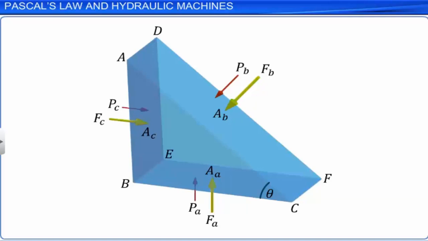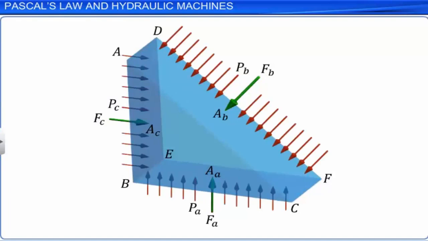This is what Blaise Pascal postulated as Pascal's law. Pascal's law states that when external pressure is applied at a point in a fluid contained in a vessel, it is transmitted undiminished and equally in all directions. Let us understand it in detail using an activity.